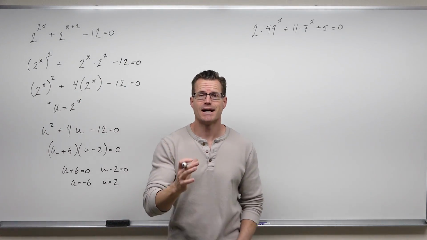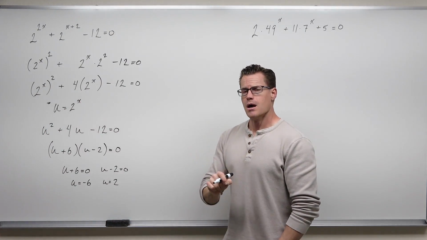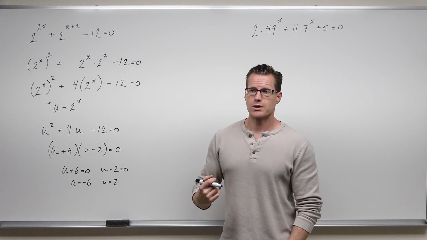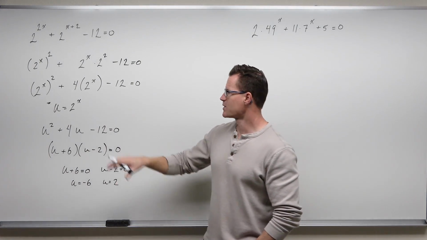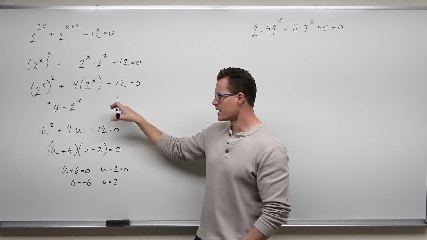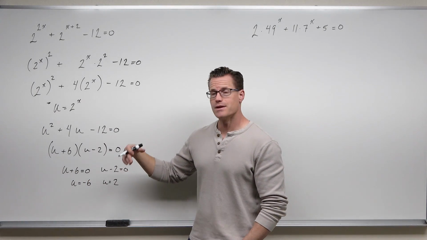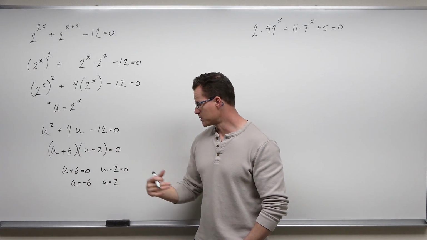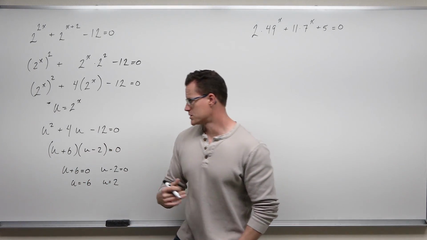Now, you're not done. You're so close, but you're not done. Remember that we're not trying to solve for u. We're trying to solve for x, and our x is wrapped up in an exponential. We said u is 2 to the x. So if u equals -6, then 2 to the x equals -6. And if u equals 2, then 2 to the x equals 2.